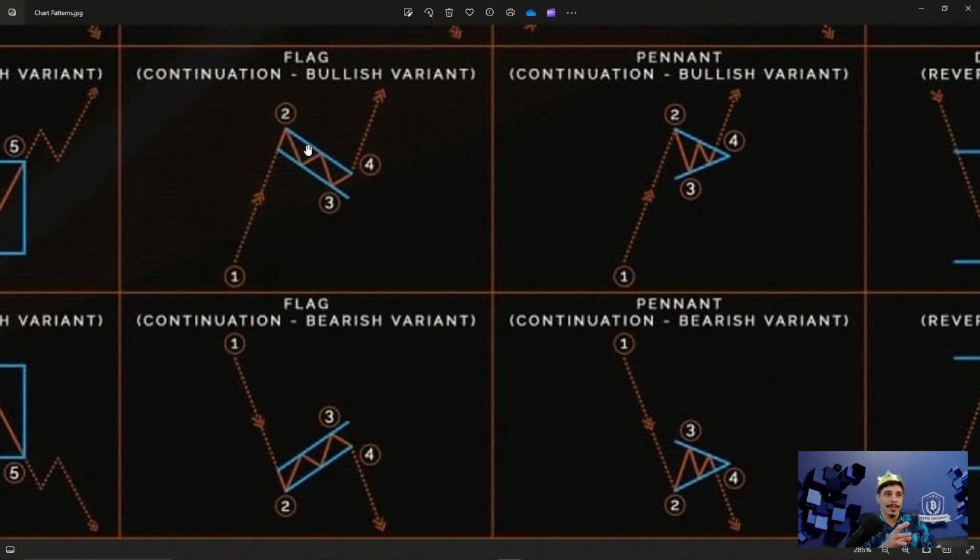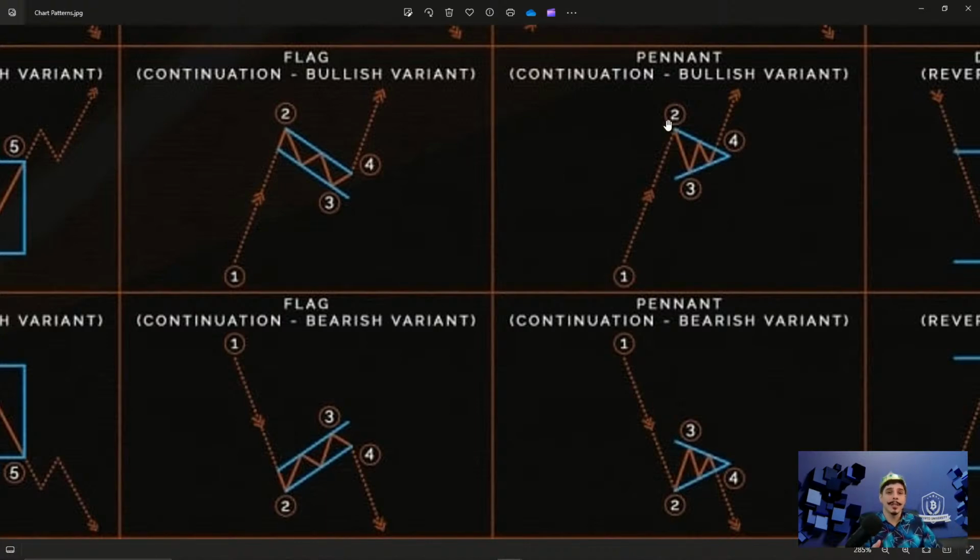The flag will sort of come out in a parallel channel. The ends of the trend lines will never really intersect, or they'll intersect at a very far point. The pennant is more aggressive in slope, and the lines will intersect at a very close point. So what we're seeing here with the pennant represents a push in price. So normally from 1 to 2, we're looking at an upwards push in price.